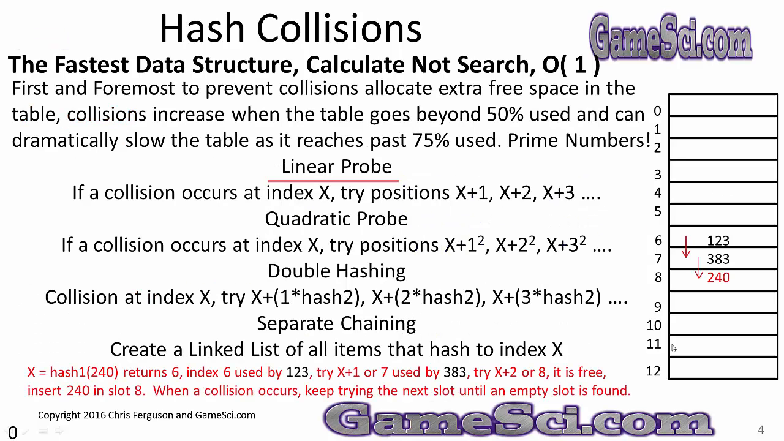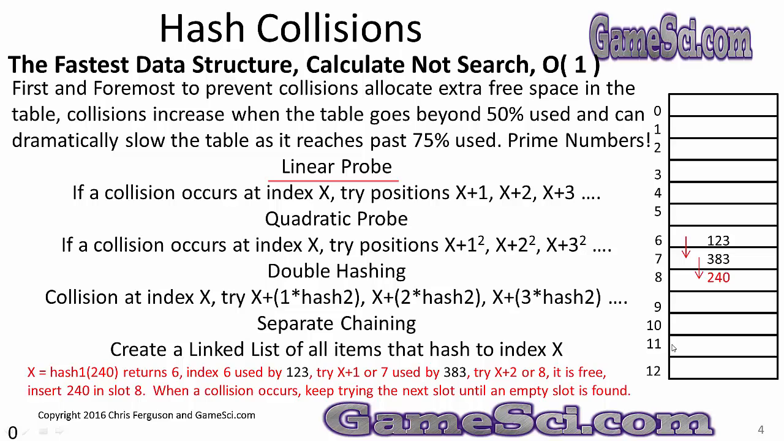Hash collisions. First and foremost, to prevent collisions, allocate extra free space in the table. Collisions increase when the table goes beyond 50% used and can dramatically slow the table as it reaches past 75% used. So if you always have plenty of free space, you can avoid collisions. The second thing you can do is use prime numbers in your calculations. When you're calculating the remainder, make sure the second operand is a prime number, and it'll spread out the data, reducing the number of collisions, but not eliminating it.